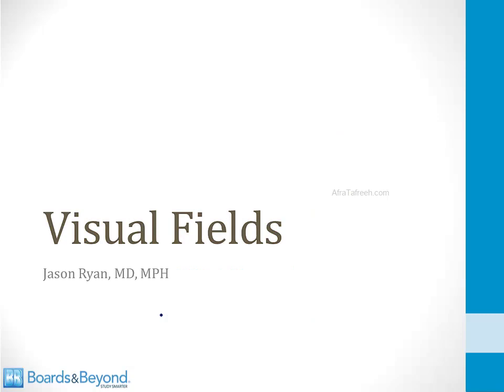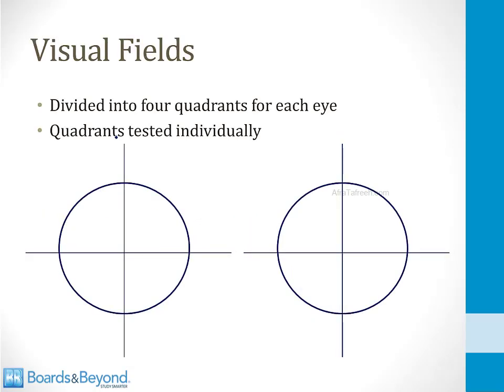Hello everyone and welcome to our module on visual fields. The visual fields of the left and right eye are divided into 4 quadrants for each eye, and on physical exam the quadrants are tested individually. The reason it's done this way is because, as we will see, there are neurological disorders that result in vision loss to one quadrant or 2 quadrants or even all 4 quadrants to one particular eye or the other.